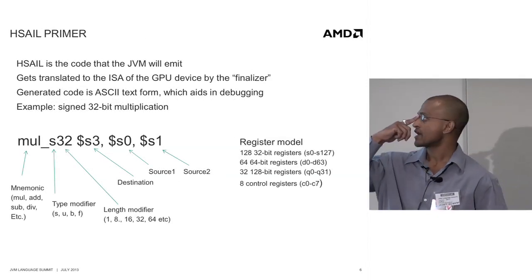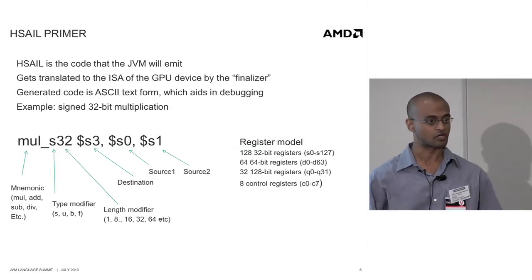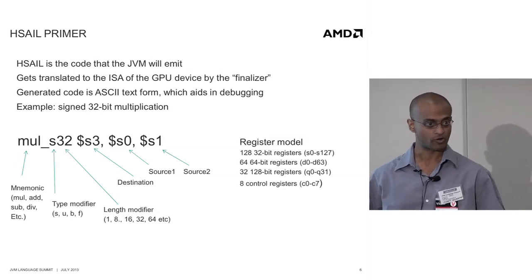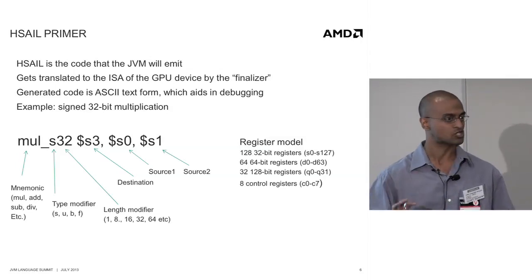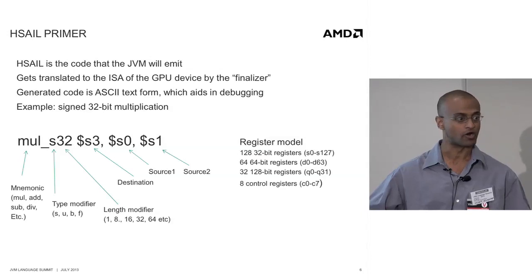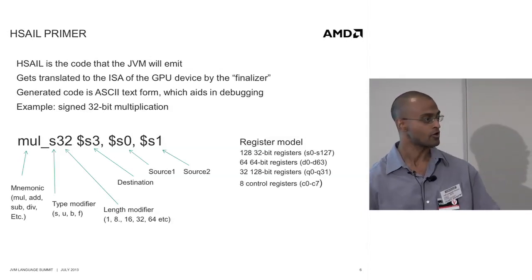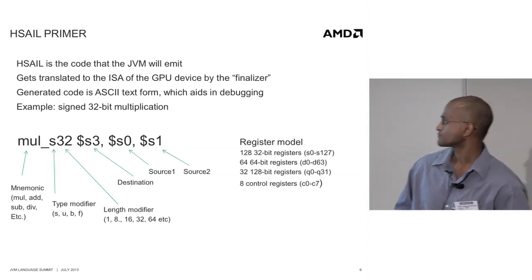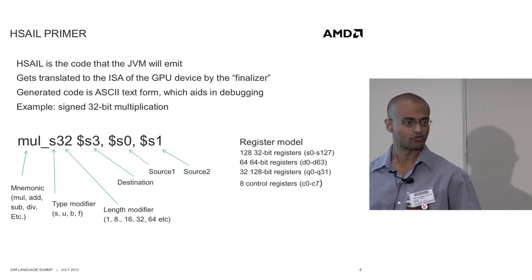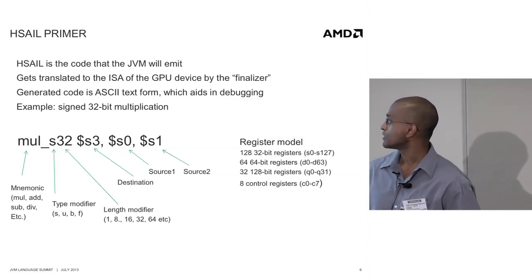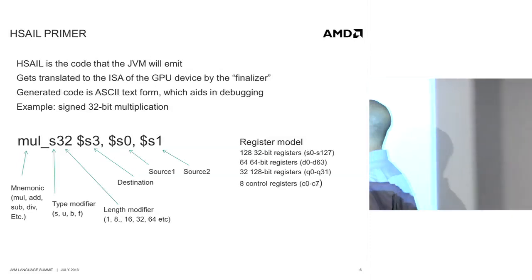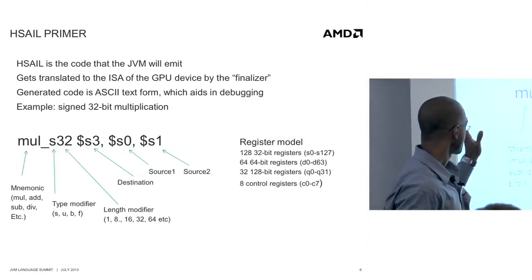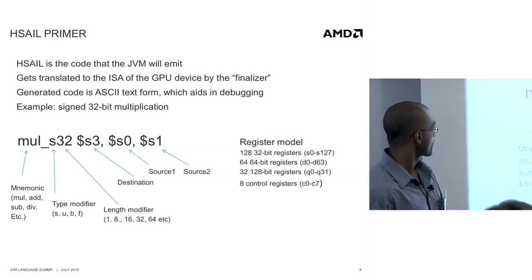So, a very quick HSAIL primer. HSAIL, again, is the code that this backend is going to emit. And it gets translated to the actual GPU target ISA by a runtime layer known as the finalizer. It's all part of the HSA runtime stack. And the generated code is in ASCII text form, which makes it very simple to debug. And so I have here an example of a multiplication operation. It's pretty straightforward to understand, but you can see I've broken up the instruction into different pieces here.